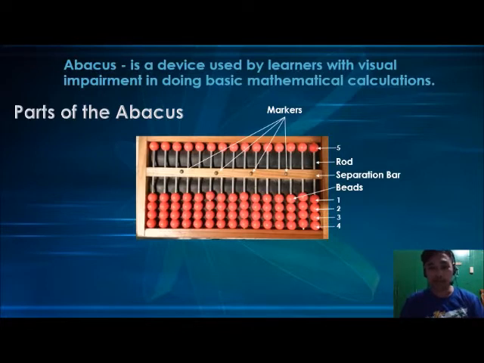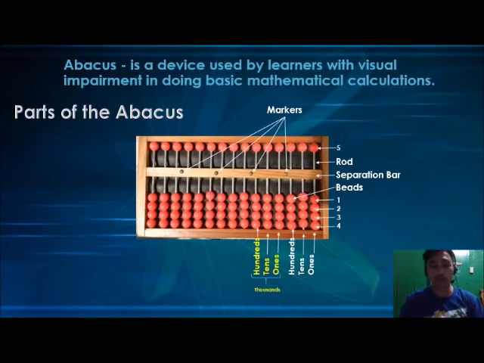Now, let us learn the place value of each rod. The first rod from the right is the ones place. The second rod is our tens place, and the third rod is hundreds place. After the first marker, it means you are in the thousands place: thousands, ten thousands, and hundred thousands.